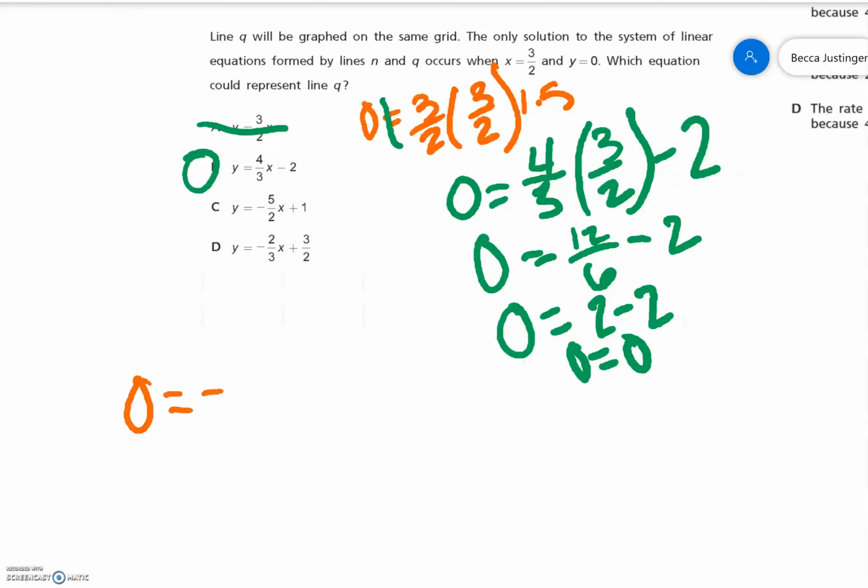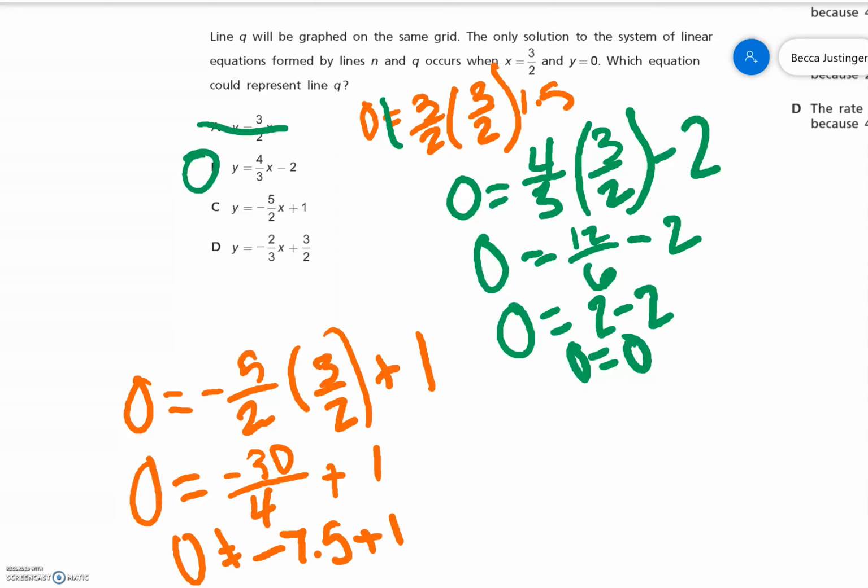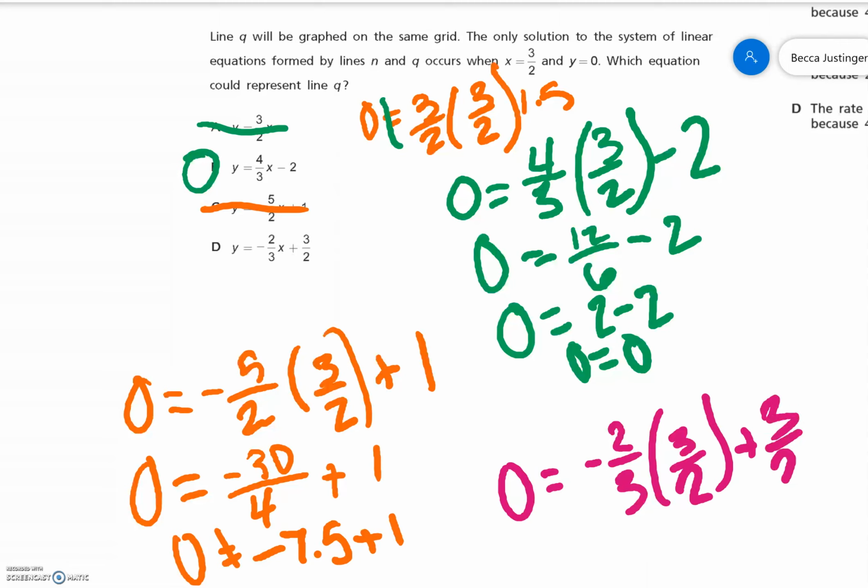0, does it equal negative 5/2 times 3/2 plus 1? Negative 5/2 times 3/2 is negative 15/4 plus 1, which is negative 7.5 plus 1. That does not equal 0. And last one, 0 equals negative 2/3 times 3/2 plus 3/2. This cross cancels to be negative 1 plus 3/2, which does not equal 0.